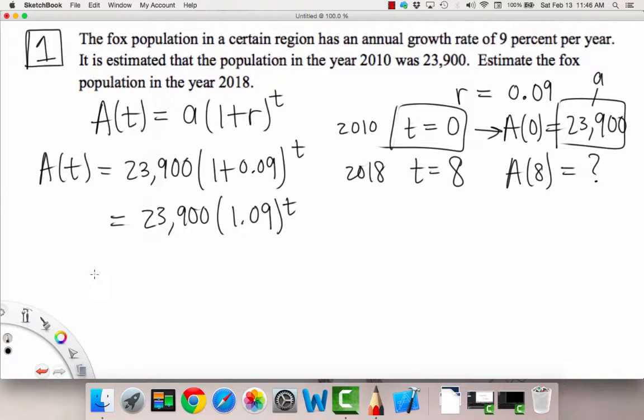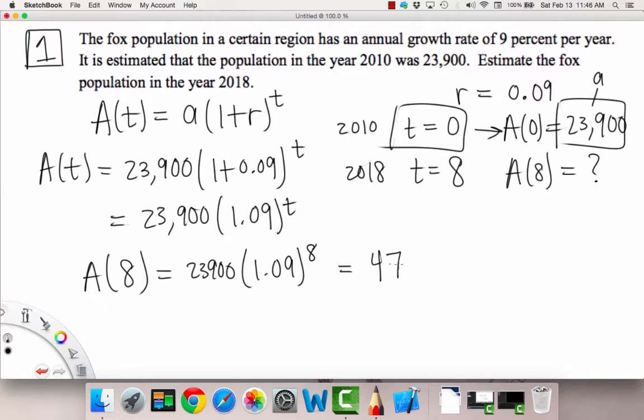If we were to figure out the population in 2018, we're just going to plug in an 8 for our t, and again, t is measured in years after 2010. So A of 8 is going to be 23,900 times 1.09 raised to the 8th power. When you plug this into your calculator, you're going to get 47,622. So that's going to be the fox population in 2018.